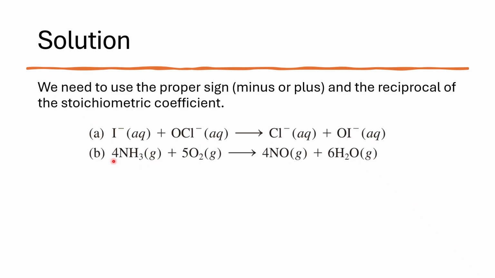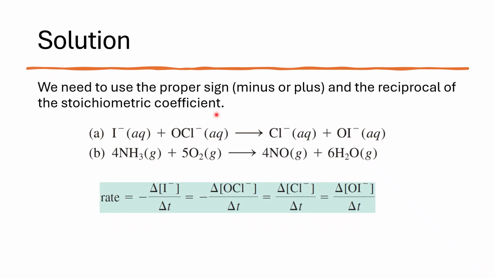In the first one, notice all the stoichiometric coefficients are 1. This actually makes our life pretty easy. We just have to be careful with our signs. So we can set the rate equal to the negative of the reactants and the positive of the products as delta changes of concentration over delta changes in time.